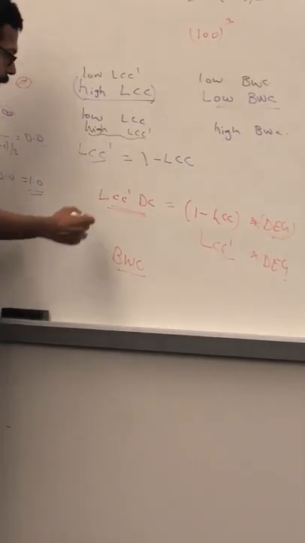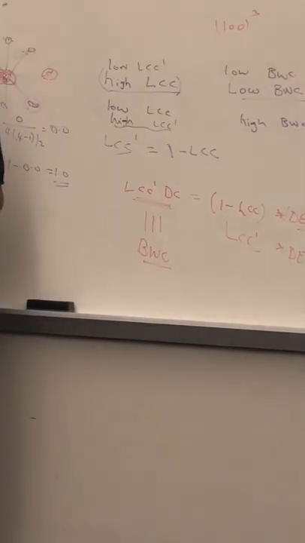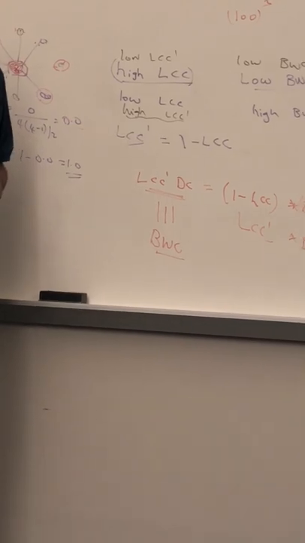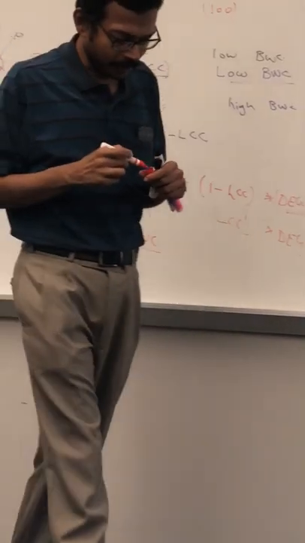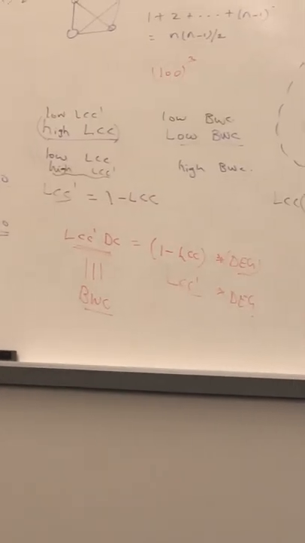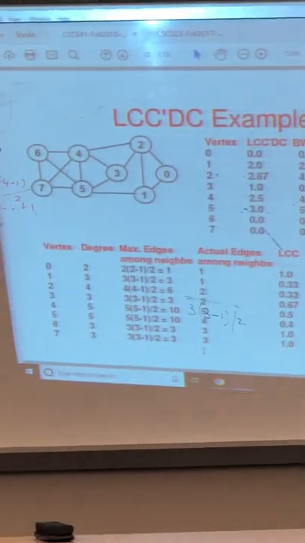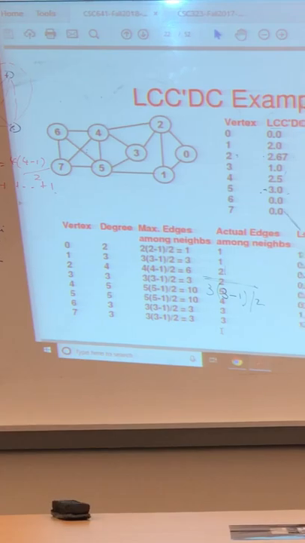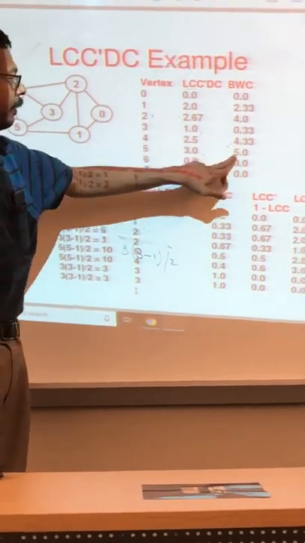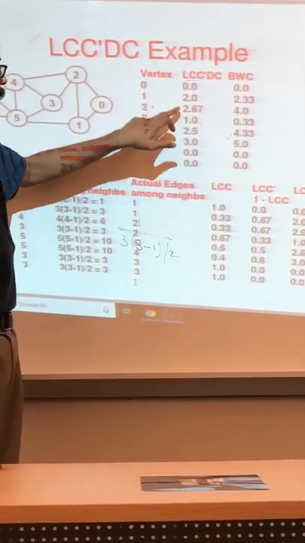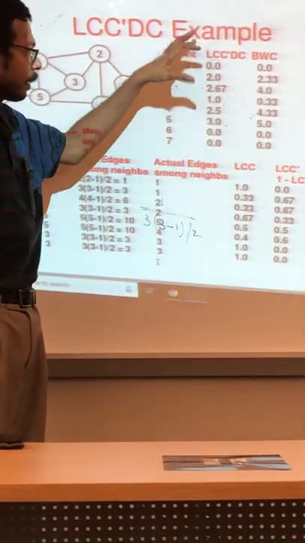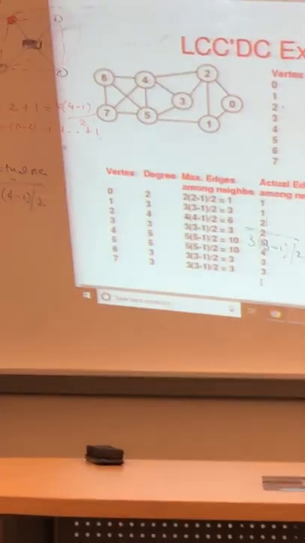Okay? So these two metrics are equivalent, meaning strongly correlated to each other. Okay? They are not equal. So nodes with larger LCC prime DC are more likely to have a larger betweenness centrality and vice versa. So if you look at these numbers here, that's what it indicates for this example graph. So nodes with larger LCC prime DC, like 3, have a larger betweenness centrality. So if they have a smaller LCC prime DC, they also have a lower betweenness centrality. Okay? Is that clear? So let us complete this example.